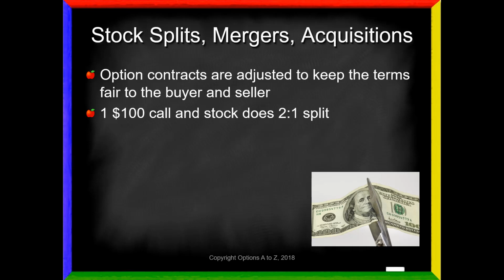The contract gets adjusted. Automatically in your account, you would find two $50 calls the next day. The key to notice is that the adjustments are always done to keep the exercise values the same. In this example, if you exercised one $100 call, it would cost you $10,000. And if you exercised two $50 calls, it would also cost you $10,000. The exercise values are the same. Nothing is gained and nothing is lost, and that's why the adjustments are done.